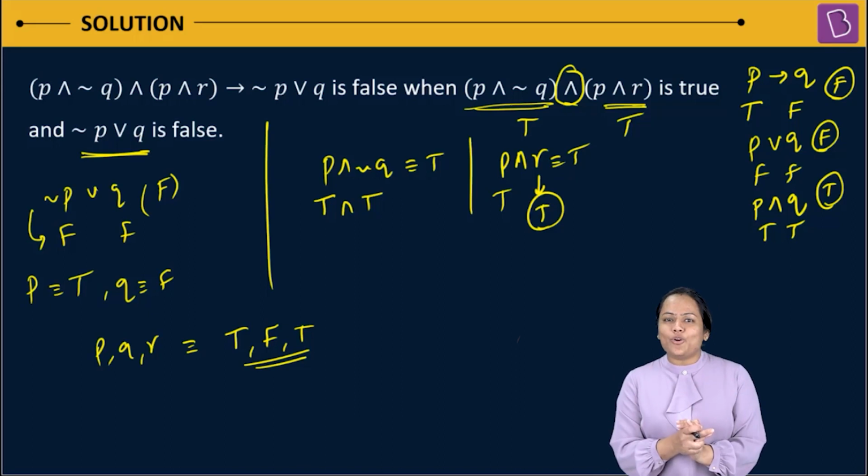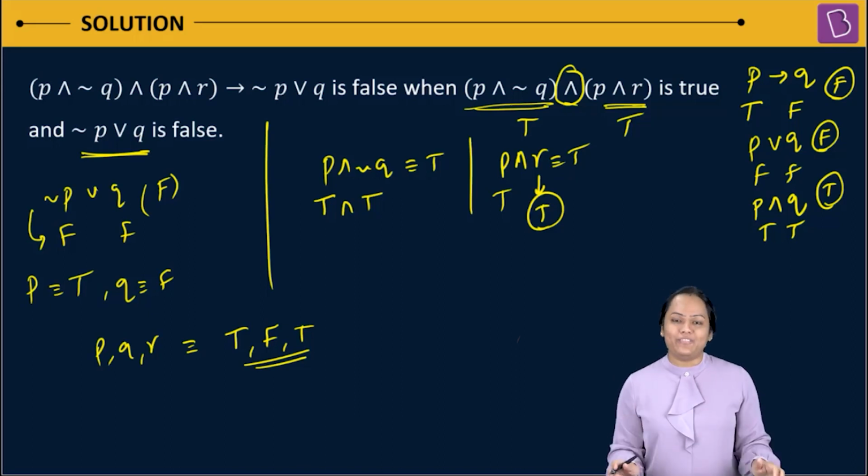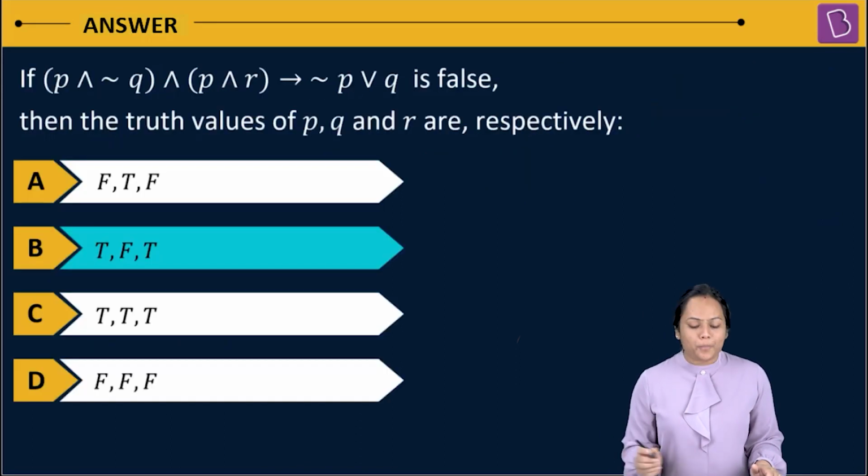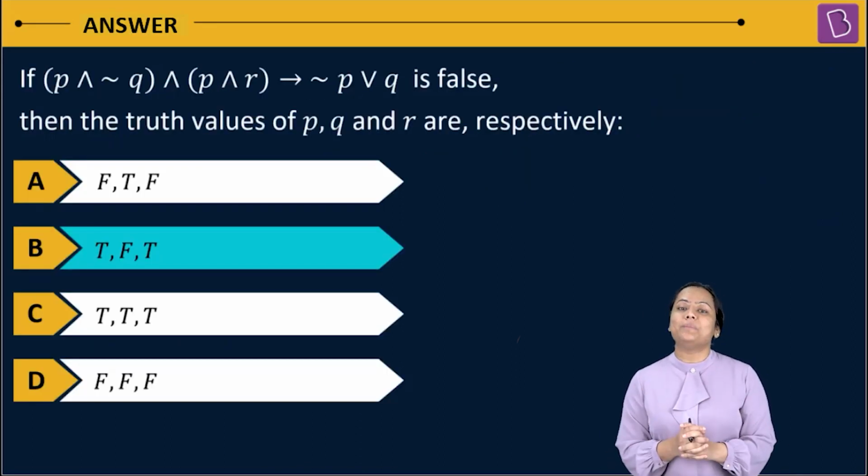Have you learned a new trick over here? I hope you have. So now let's go to the options. We can see the options and say that the answer will become B.